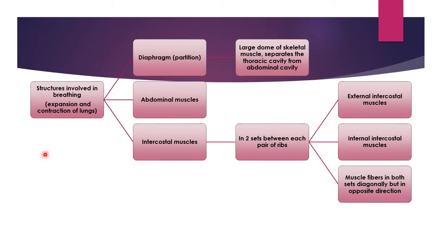Yes, first of all, the structures involved in breathing, meaning expansion and contraction of lungs. So these are the structures, that is diaphragm, abdominal muscles and intercostal muscles, that are actually involved in the breathing process. Diaphragm is actually the partition between the abdominal cavity and the chest cavity. We can say it is a large dome of skeletal muscle that separates the thoracic cavity from the abdominal cavity.